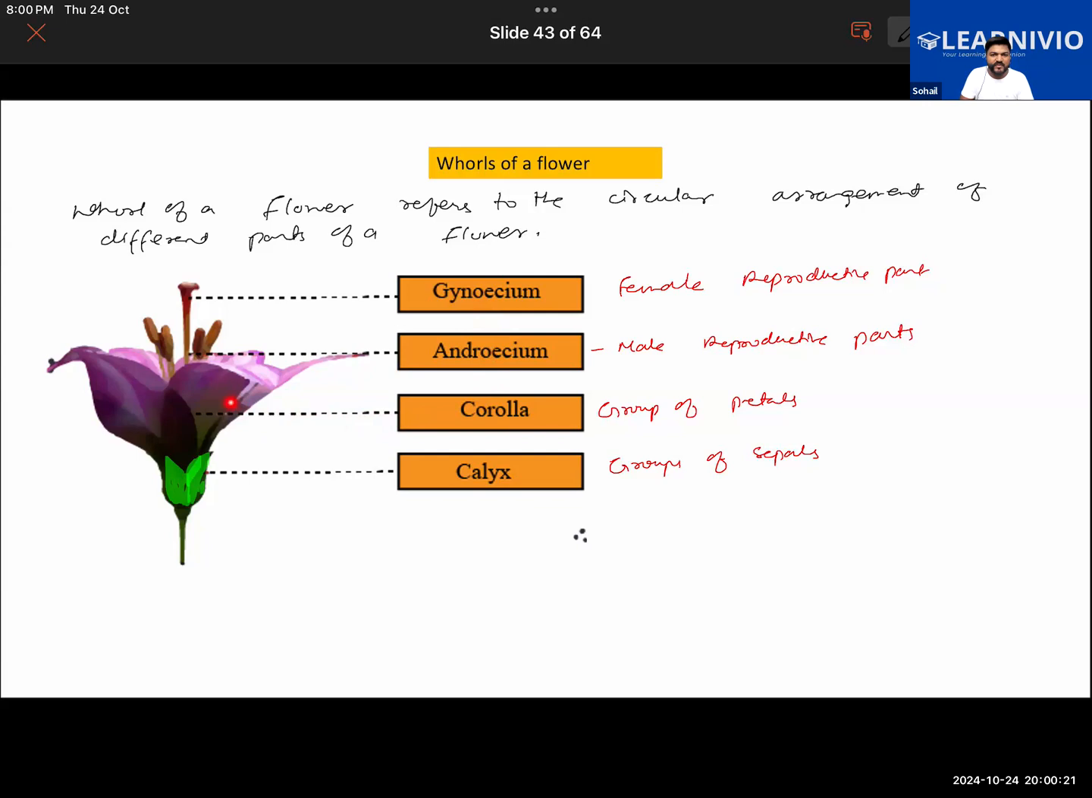Group of petals, there can be 5 petals, there can be 6 petals. Different flowers have different numbers of petals. You might have observed this, right, Fatima and Razan? So that is called corolla. And the group of sepals, if there are 3 sepals, 4 or 6, that will be called calyx.